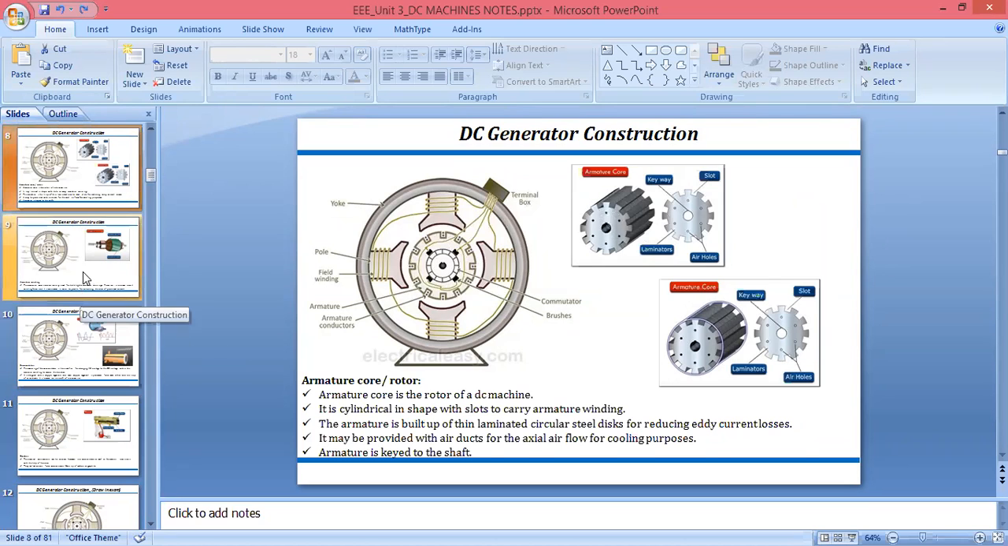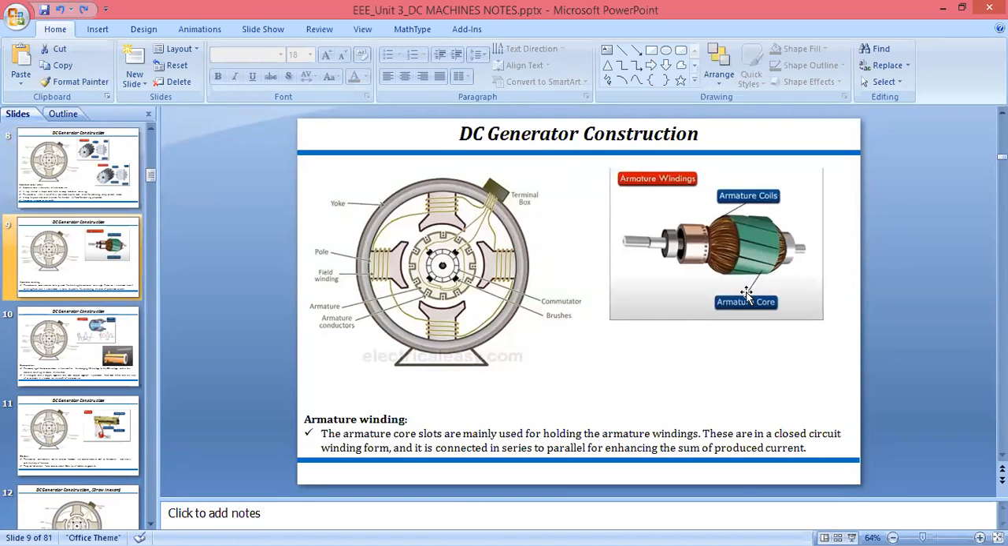So we can say here armature winding will have slots that will be used for holding the armature winding. Because here also, जैसे हम पोल पे वाइंडिंग करते हैं, वैसे ही जो हमारा आर्मेचर है, there will be also winding, and these are in the closed circuit. If you see, this is the structure for hardware, how it will look like. This is the construction diagram, how we are making the construction.